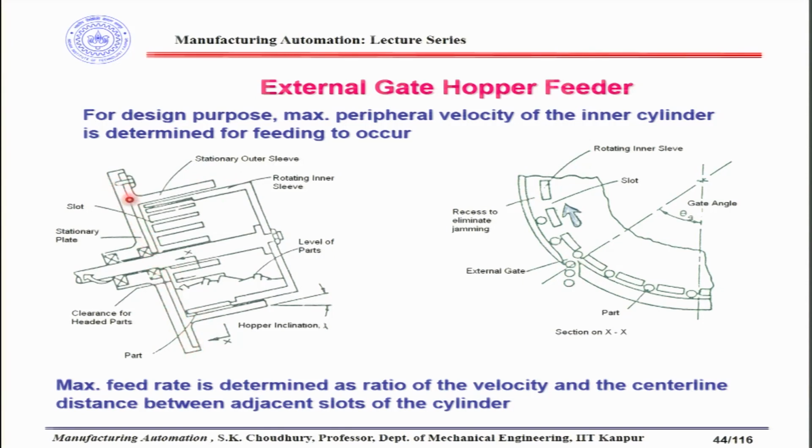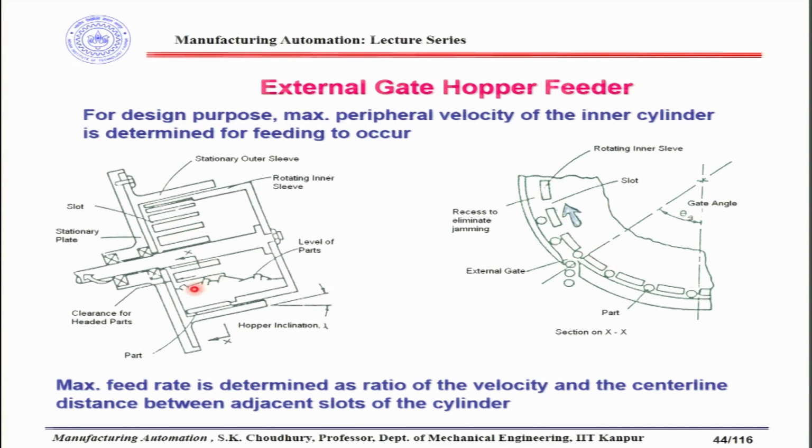As you can see in this drawing, this is the stationary plate, and on this stationary plate we have a stationary outer sleeve connected. This is rigidly connected here, and inside that there is a rotary inner sleeve. This inner sleeve is rotating inside the stationary outer sleeve, and there is a gap between the rotating inner sleeve and the stationary outer sleeve. In the rotary inner sleeve there are slots cut like this. In this section it is shown.